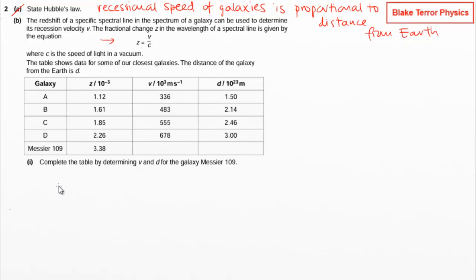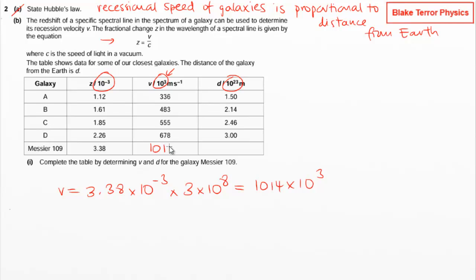Right, this is going to be pretty straightforward then. So v is just going to be, well, it's z times c. So 3.38 times 10 to the minus 3. So don't forget these bits up here. They've got lots of these numbers kicking around. So that was our z multiplied by c, 3 times 10 to the 8. That gives 1014 times 10 to the 3, because we want to get it into these 10 to the 3 units here. So we've got 1014. So, well, let's say 1010. So that is that one. That's meters per second.